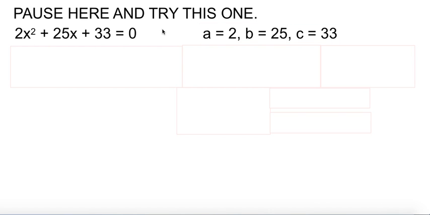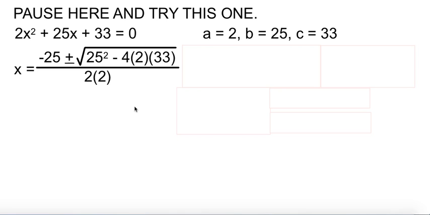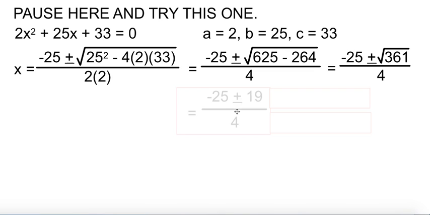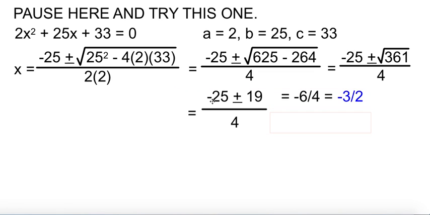So I'll make my list of a, b, and c. Plug into the formula. Do a little arithmetic, a little cleanup work. Gets me to 361. The square root of 361 is 19. Negative 25 plus 19 is negative 6, divided by 4, is negative 3 halves. Negative 25 minus 19 is negative 44, divided by 4, gives us negative 11.